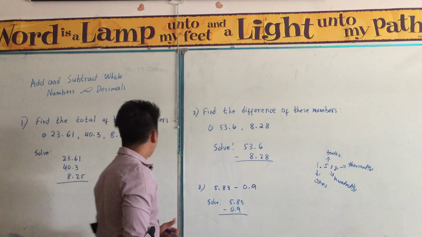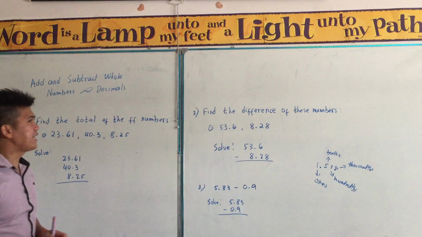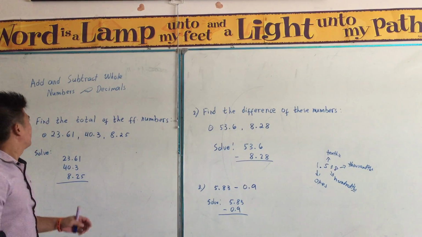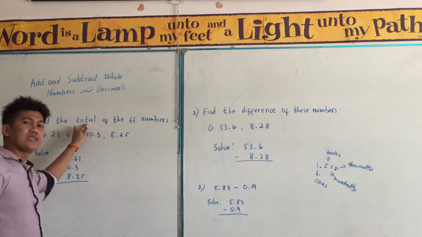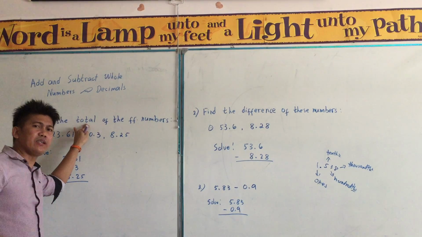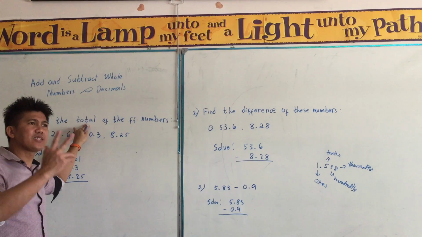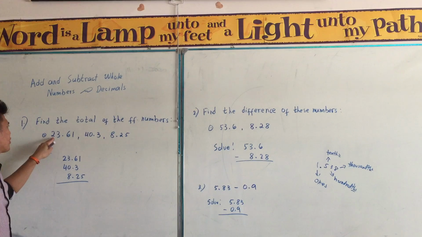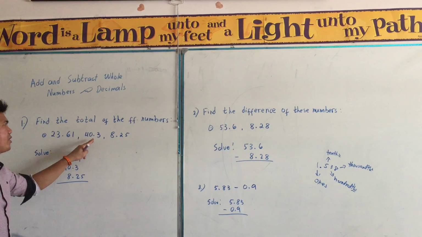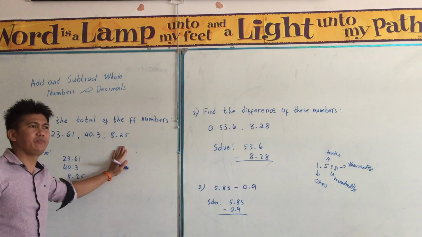Okay, so now let's take this example. Find the total of the following numbers. Total means add. You have to add it. The sum, total sum, it means add. So the numbers are 23.61, 40.3, 8.25.